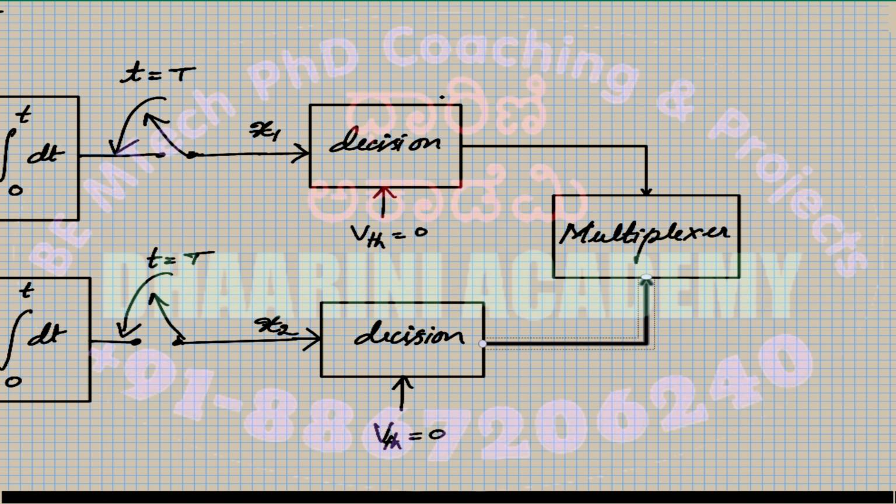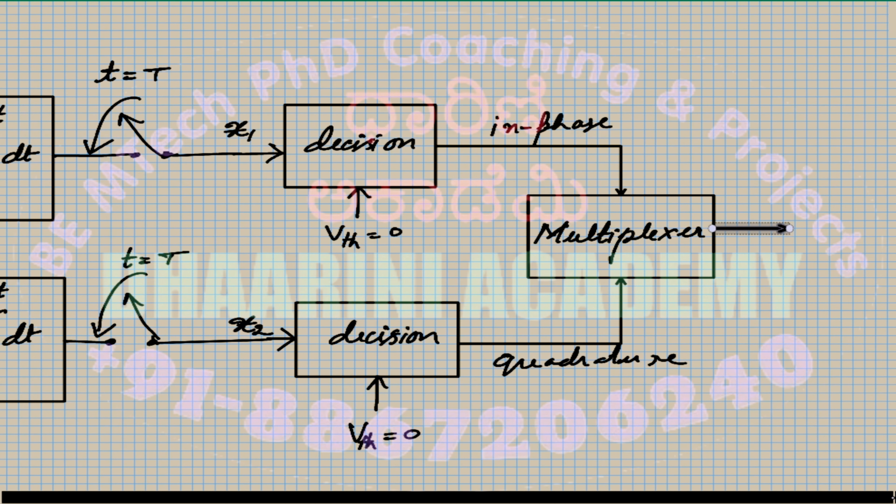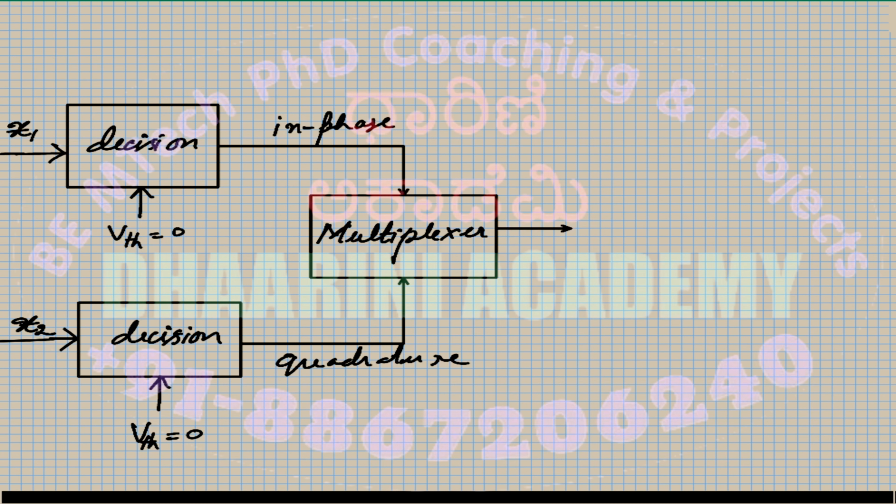Okay, so the one which comes from the top, we call it the in-phase component or in-phase channel. Let me write in phase. And the other channel is called the quadrature. Right. So the final result out of the multiplexer is the binary sequence or the output binary wave.